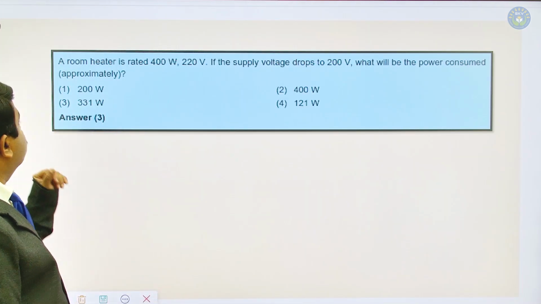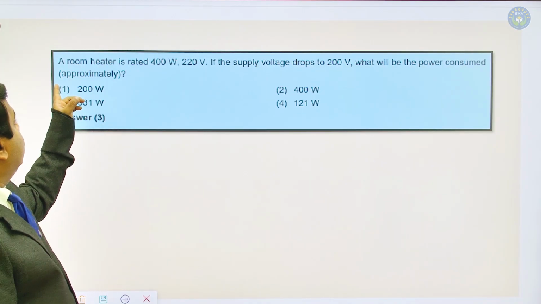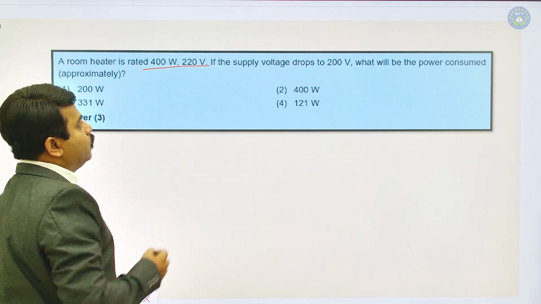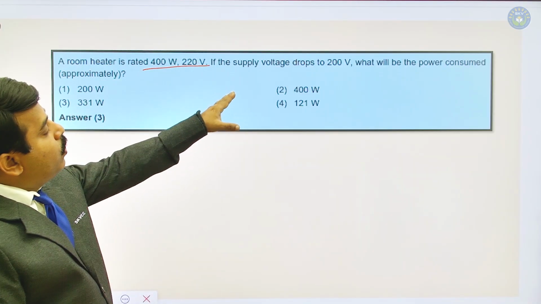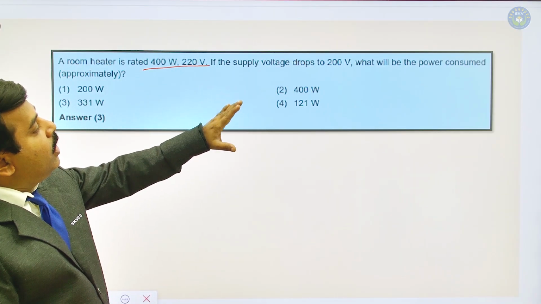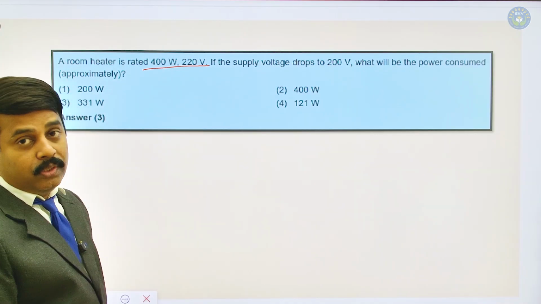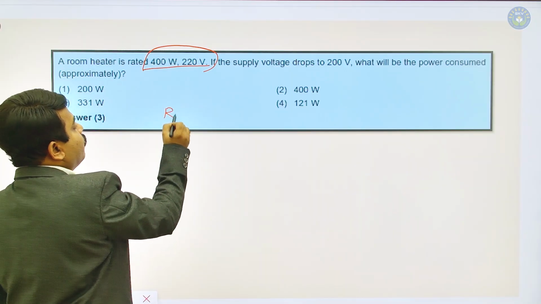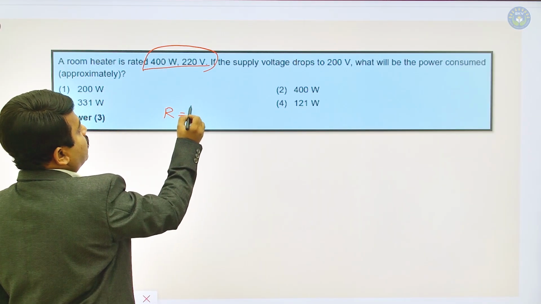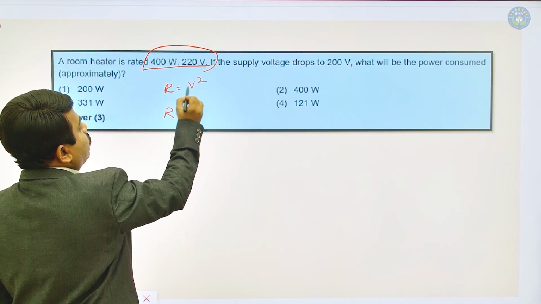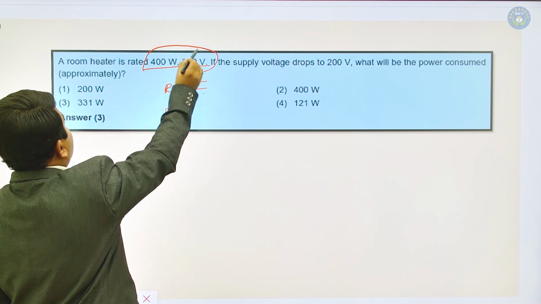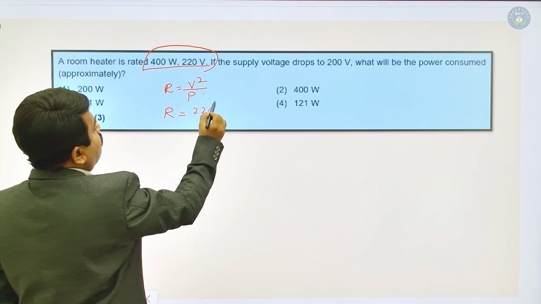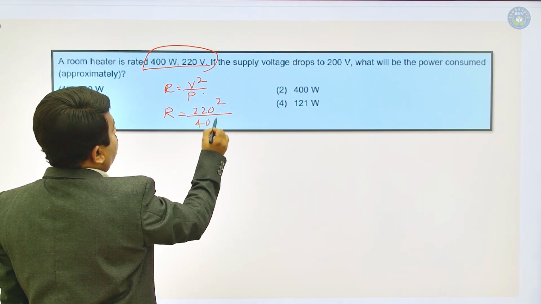Now let us go to question number 28. A room heater is rated 400 watt and 220 volt. If the supply voltage dropped to 200 volt, what will be the power consumed approximately? See, from the given parameters, you can find the resistance. What is resistance? Resistance is equal to V square by P, right? So from the given values, we can solve that. That is V square, 220 square divided by 400.